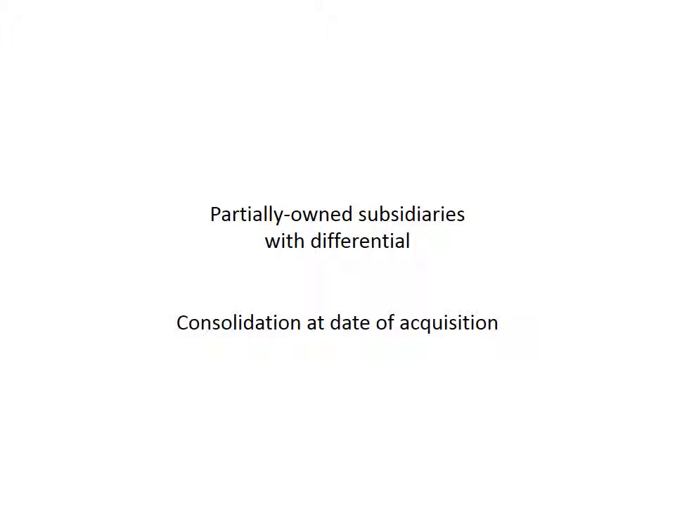Okay, let's go ahead and deal with partially owned subsidiaries when there is a differential, and let's just do the consolidation at date of acquisition. I'll do a separate slideshow for the consolidation after acquisition. Now, again, the case of a partially owned subsidiary with a differential isn't that much more complicated than a wholly owned subsidiary with a differential.